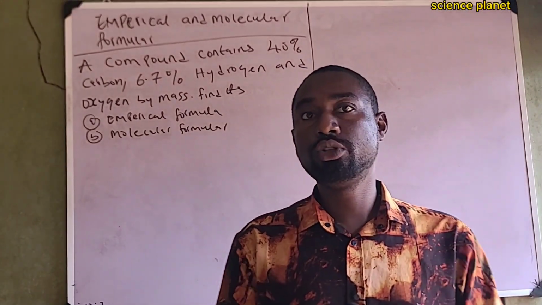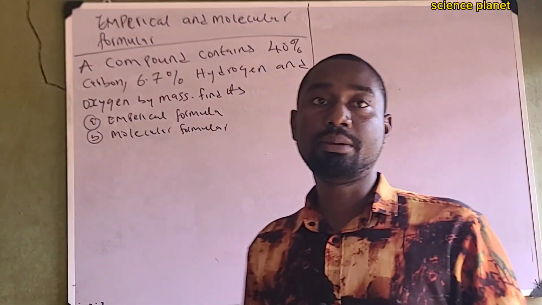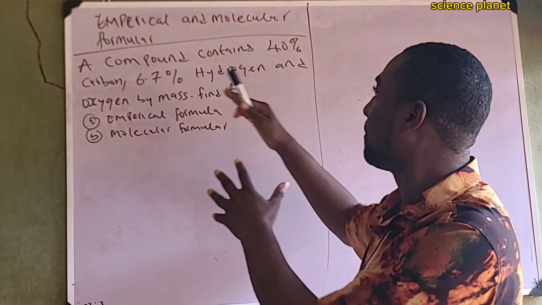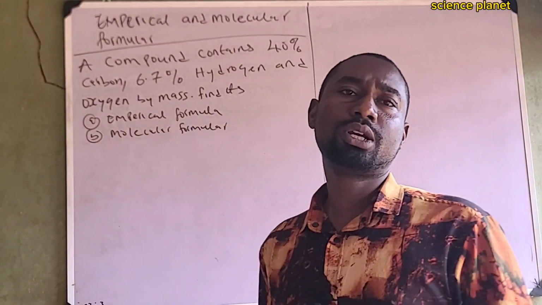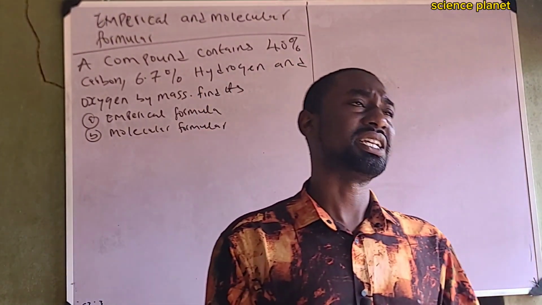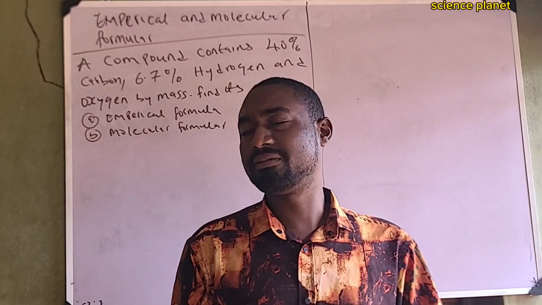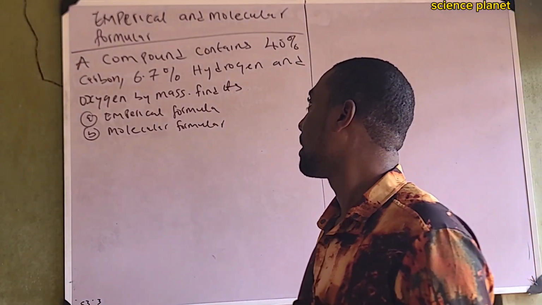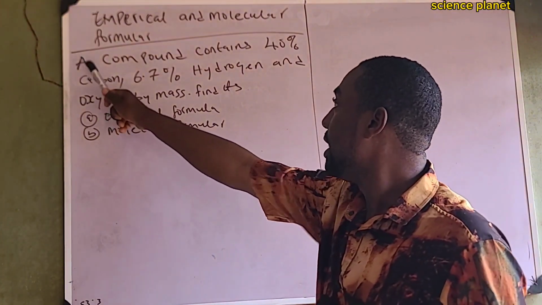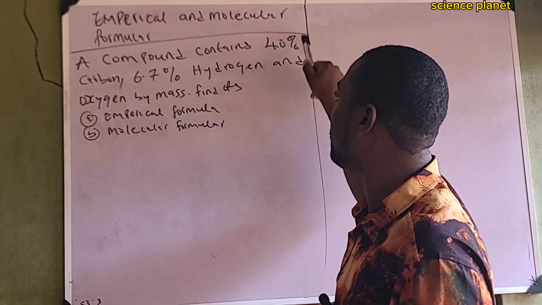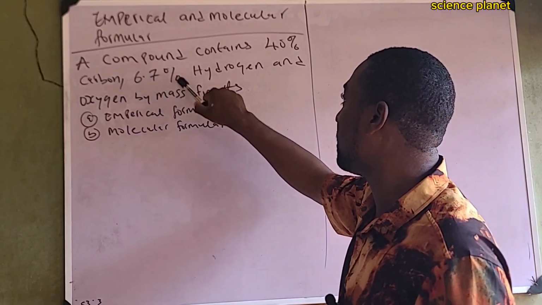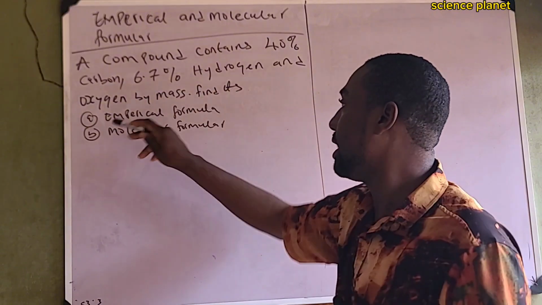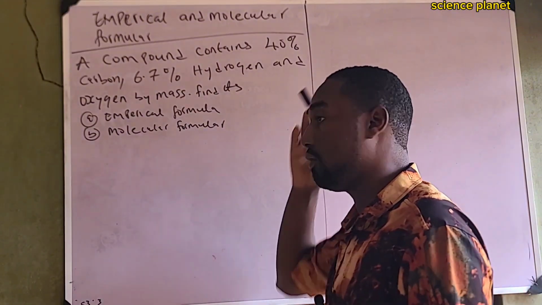Una well done o. We don come again for chemistry, and topic wey dey our front be empirical and molecular formula. Empirical and molecular formula be topic wey dey simple, but sometimes some students dey find am difficult to solve. So we don come with one example wey dey for board, and the thing dey talk say a compound contains 40% carbon, 6.7% hydrogen and oxygen by mass. Find its A, empirical formula, B, molecular formula.